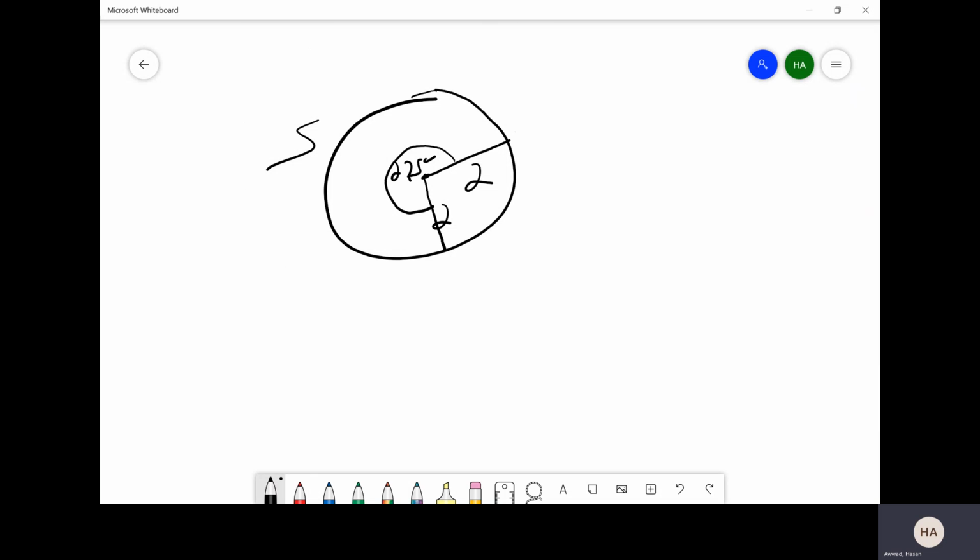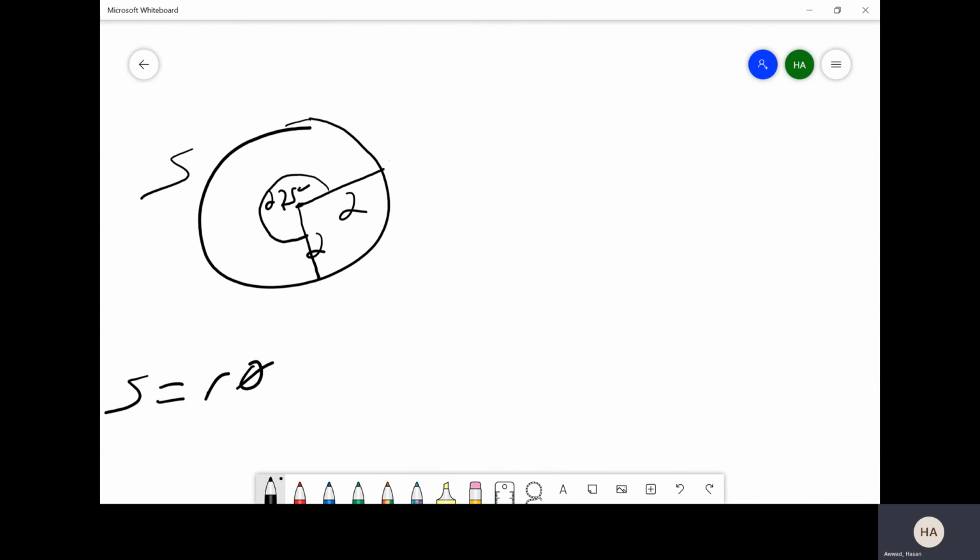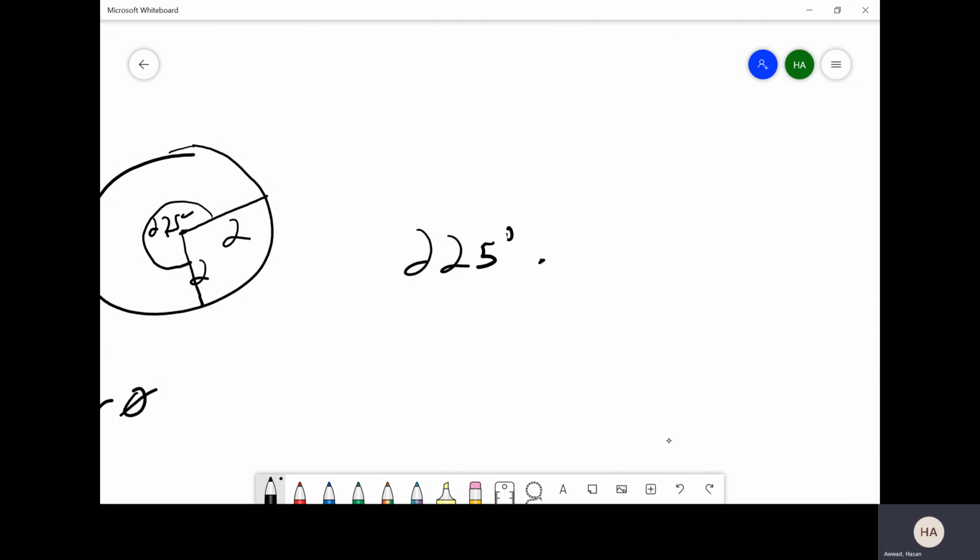To do this, first we have to convert that 225 degrees to radians. Before we can apply our formula, and again, our formula is S is equal to R times theta, we have to convert 225 degrees. Well, we know how to convert degrees to radians. We multiply by pi over 180. So 225 times pi over 180, and this will give us our answer in radians.